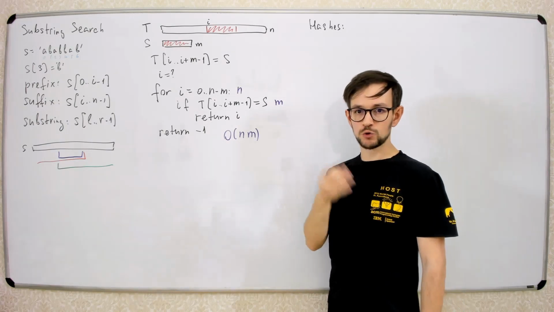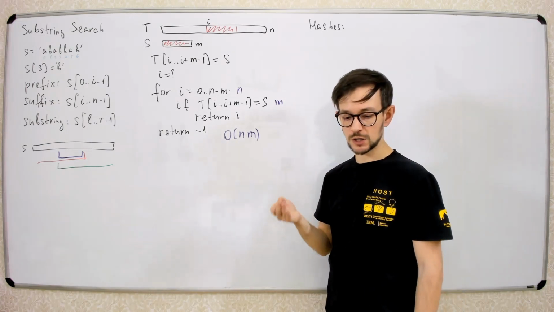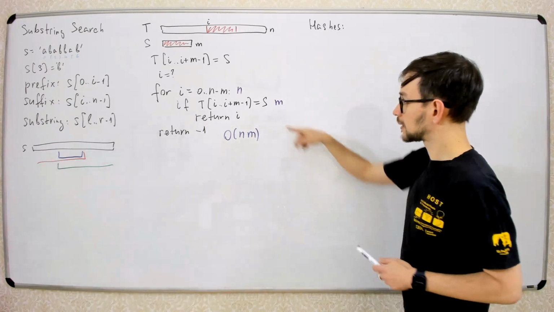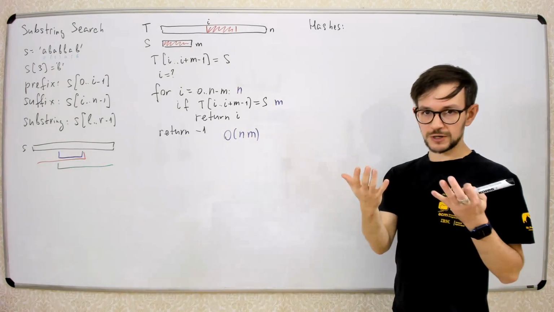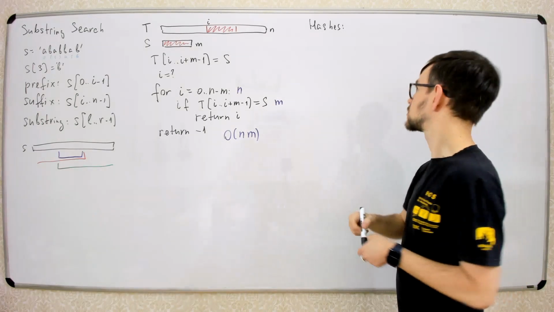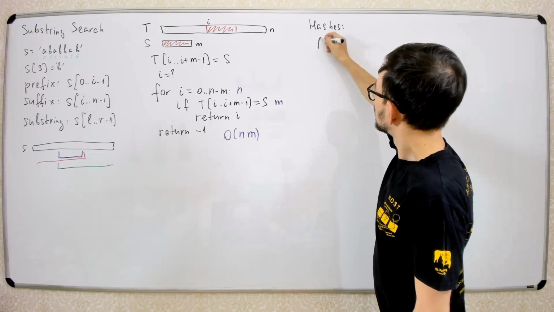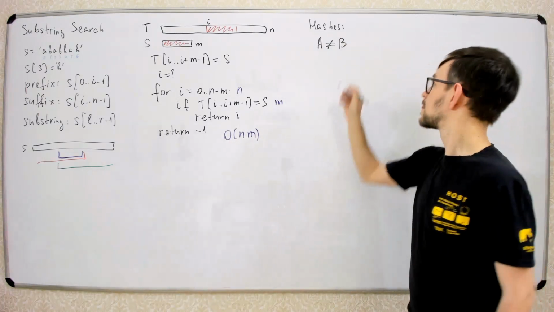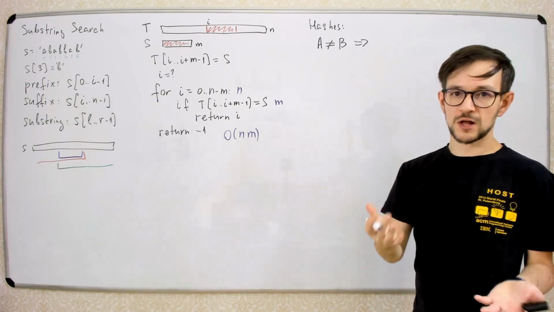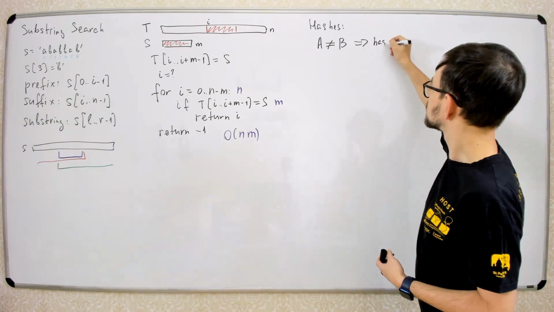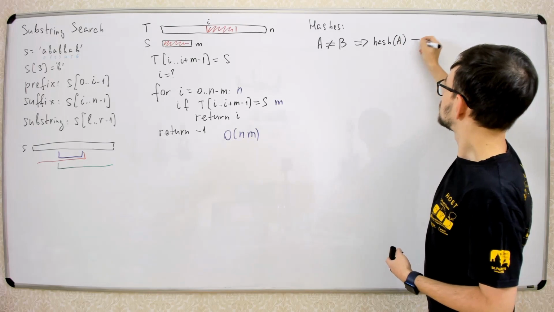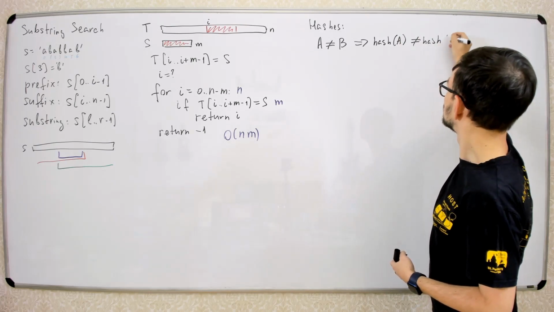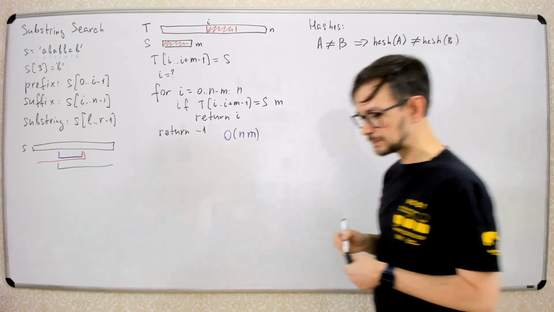How can we check that two strings are not equal using hash functions? Instead of comparing these two strings, you can compare the hash functions of these strings. If you have two strings a and b and they are not equal, then the hash function of a will be not equal to the hash function of b.